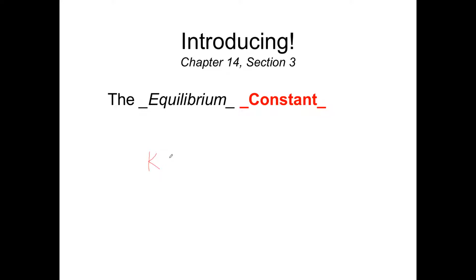And K is going to be written as the ratio of the products over, what am I talking about? The reactants. Okay? Alright, so let's get more specific now.